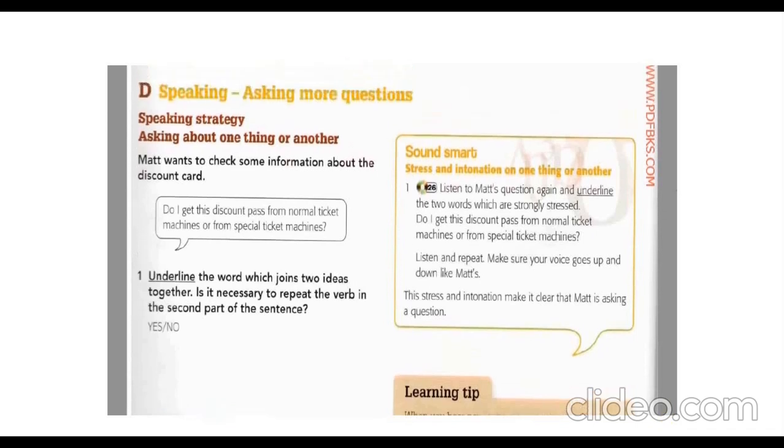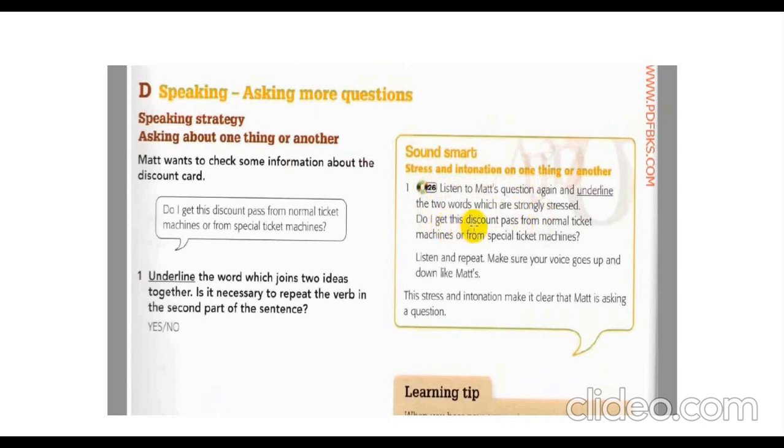Sound smart: stress and intonation on one thing or another. Stress and intonation on one thing or another. Let us listen to 26 audio. In 26 audio, listen to Matt's questions again and underline the two words which are strongly stressed.